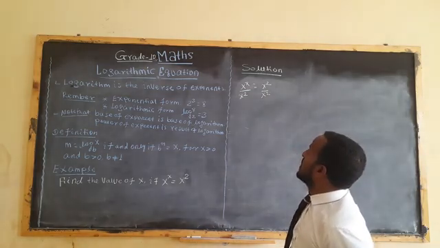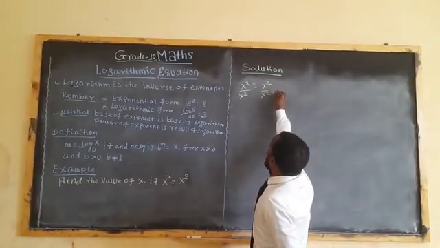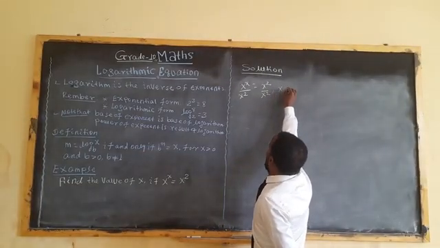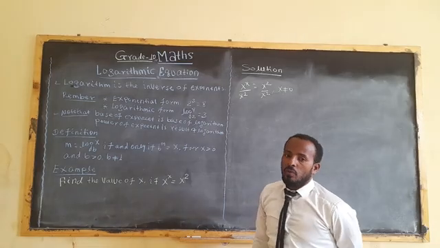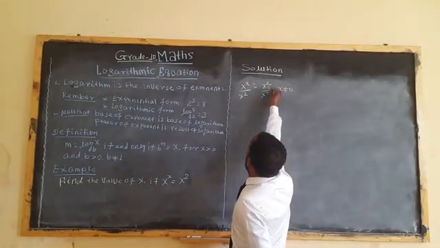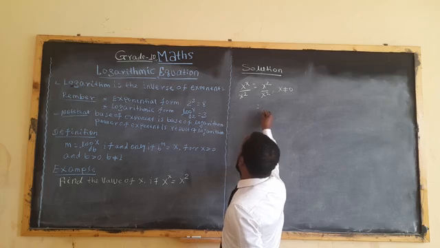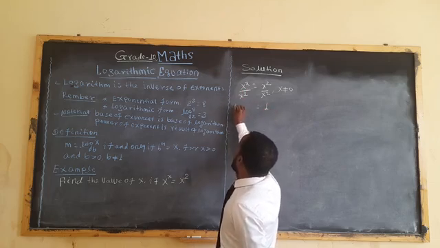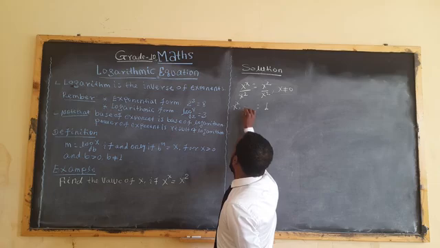Dividing the given exponential equation by x square will give us a restriction here. x should be different from 0, because dividing by 0 is impossible. So dividing x square by x square becomes 1. Here is x to the power of x times x to the power of minus 2.